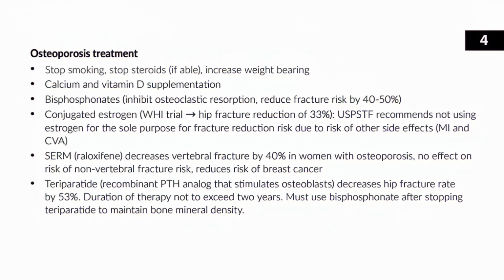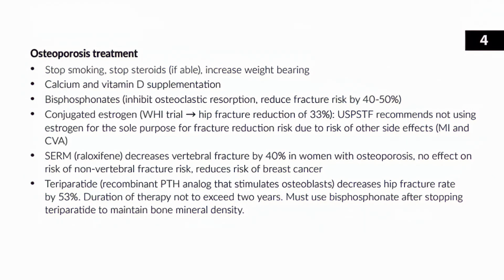There's a drug called teriparatide, which is a parathyroid hormone analog. And if you give PTH continuously, it erodes bones. But if you give pulsatile PTH, it stimulates osteoblasts. So you can give a daily subcutaneous injection of teriparatide, and that will decrease hip fracture rates by 53%.